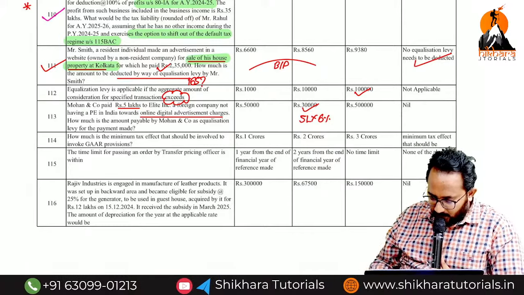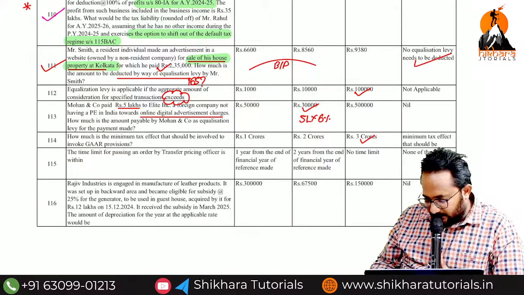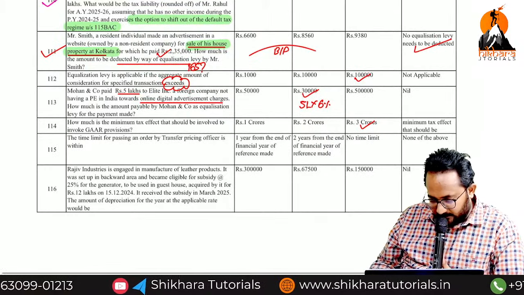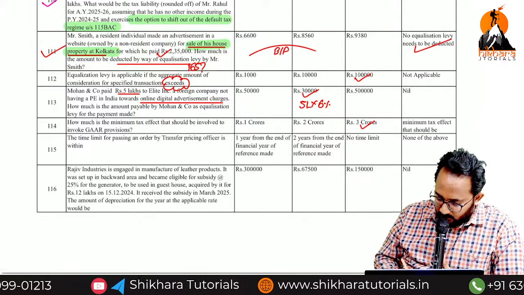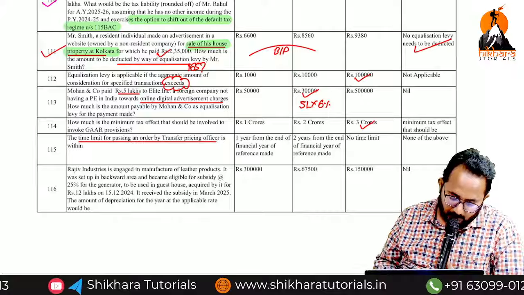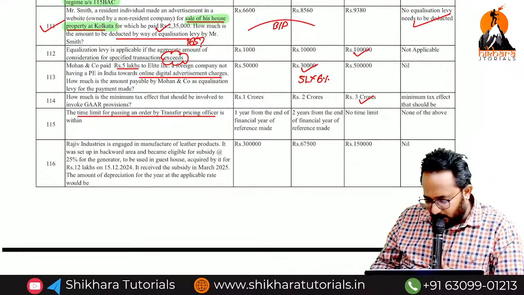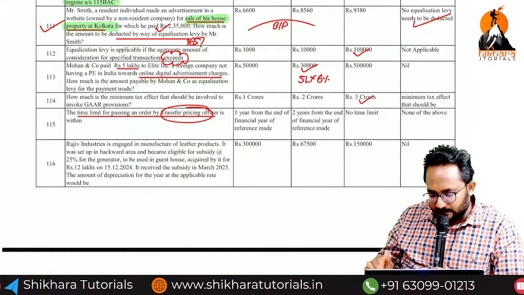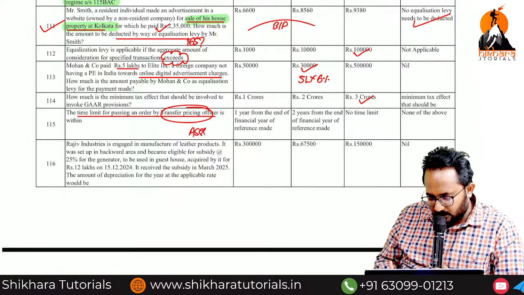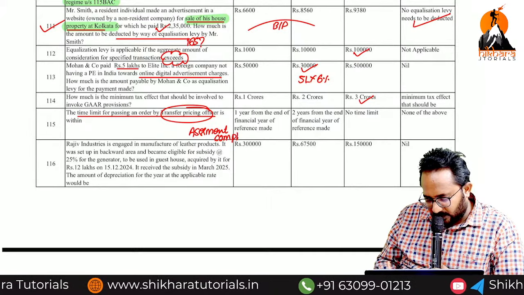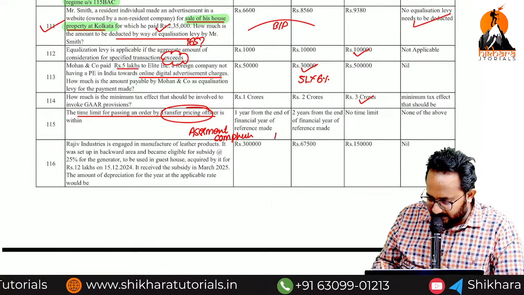Next one. GAAR is applicable if the transaction value related tax effect exceeds how much? More than 3 crore. What is the time limit for passing of the order by the TPO? This framing is also wrong, ma'am. TPO always has a time limit. Assessment completion, nothing but the AO is required to complete the assessment.